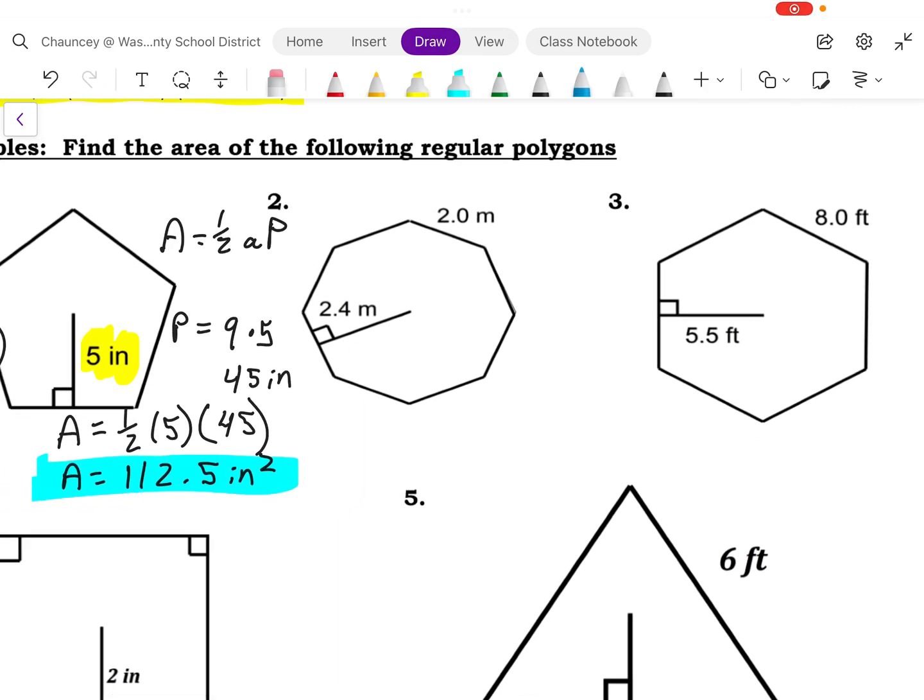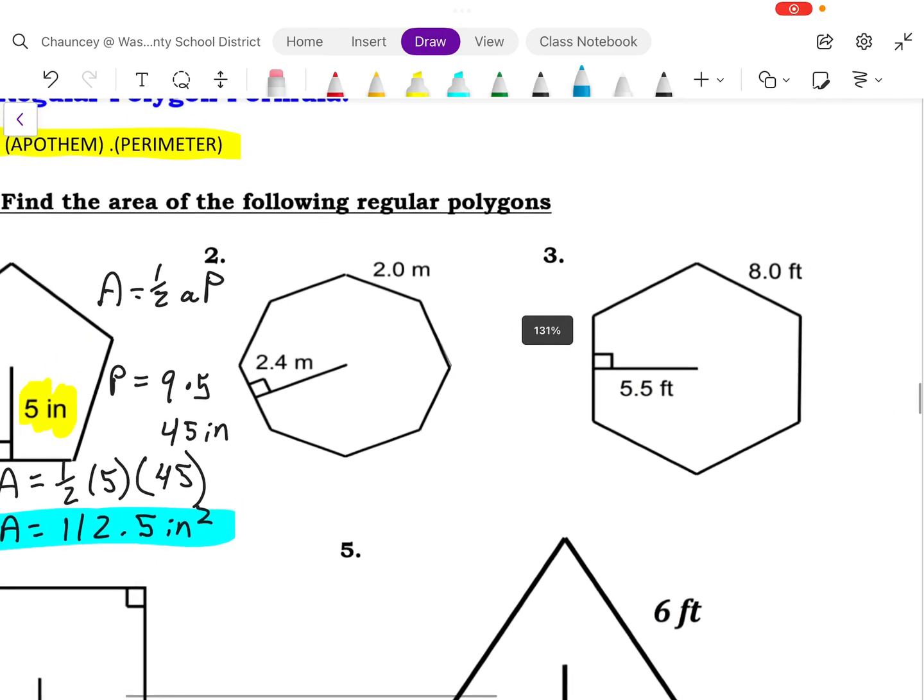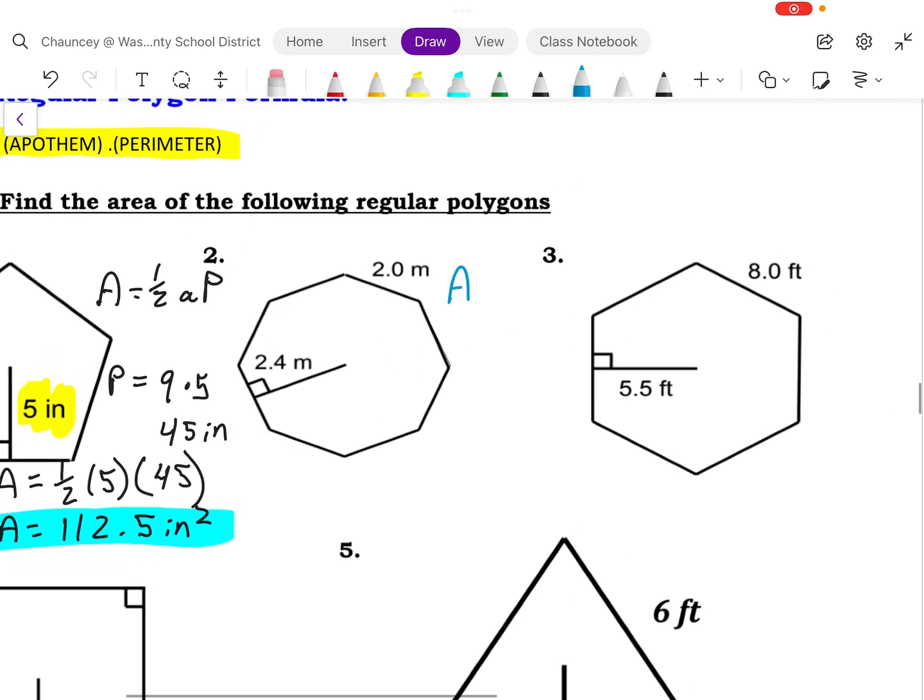How many sides do we have here? 1, 2, 3, 4, 5, 6, 7, 8. All right, so we have an octagon. Again, our area is half our apothem times our perimeter.